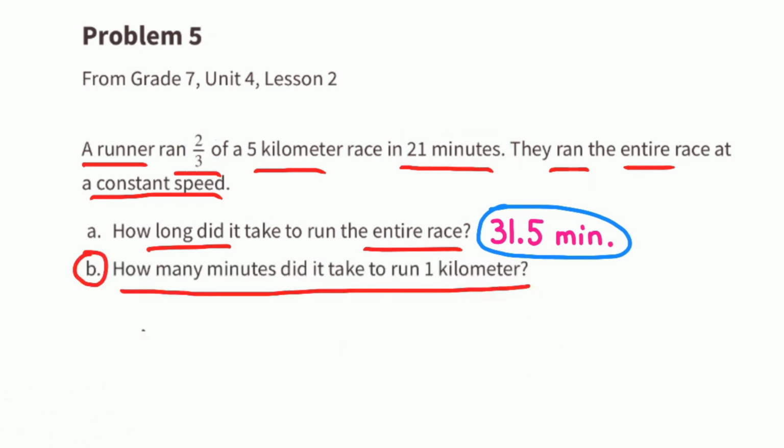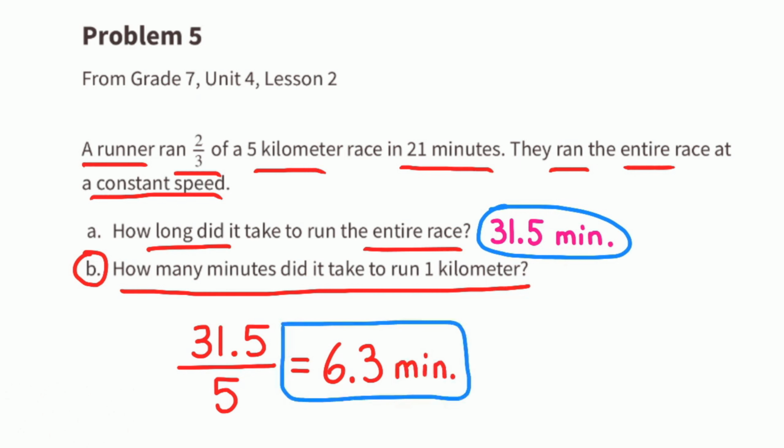B. How many minutes did it take to run 1 kilometer? 31.5 minutes divided by 5 kilometers equals 6.3. That means it would take 6.3 minutes to run 1 kilometer at this constant speed.